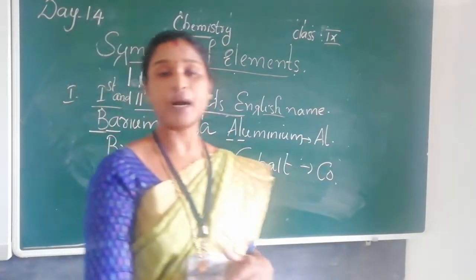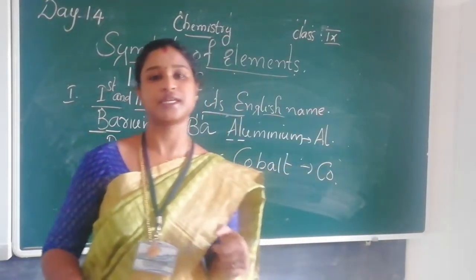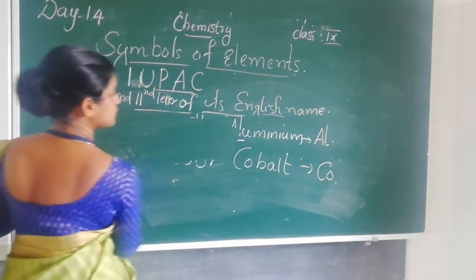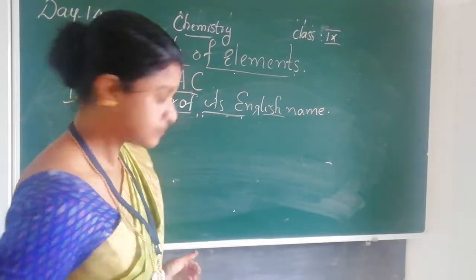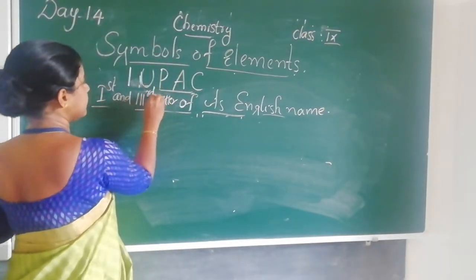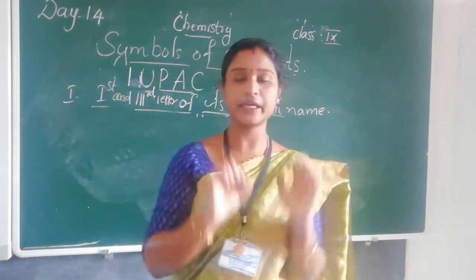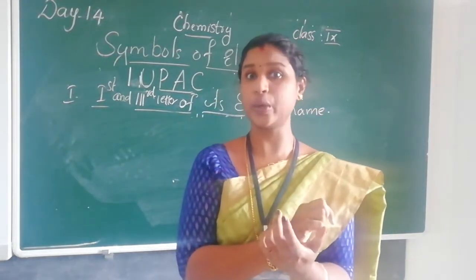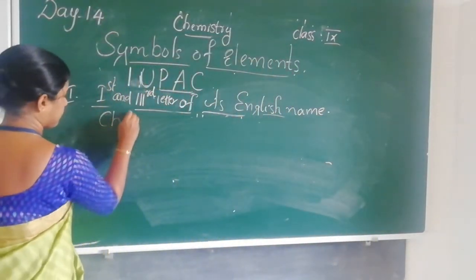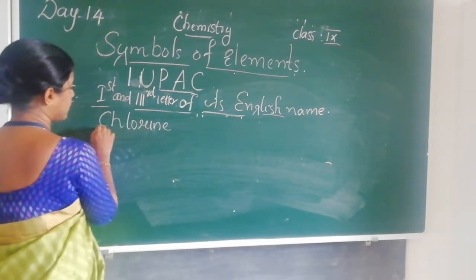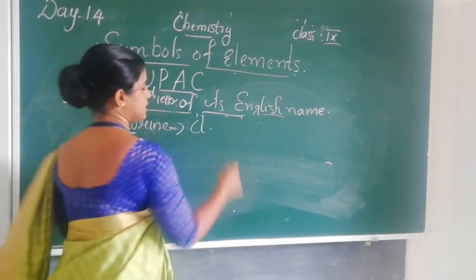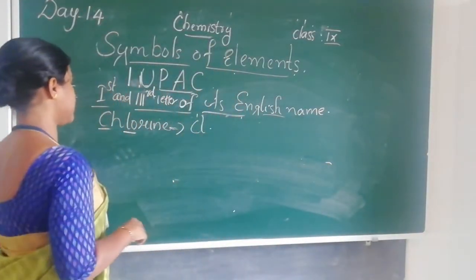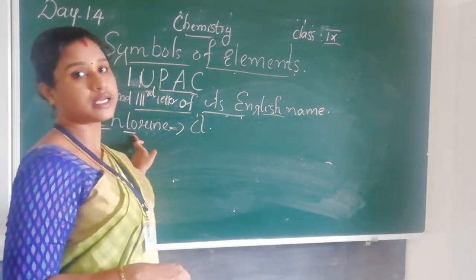Then the third rule is by taking the first and third letter of its English name. That means if you know the English name, you just pick out the first and the third letter of its English name. Example: chlorine. First and third, that is Cl. Chlorine, Cl.